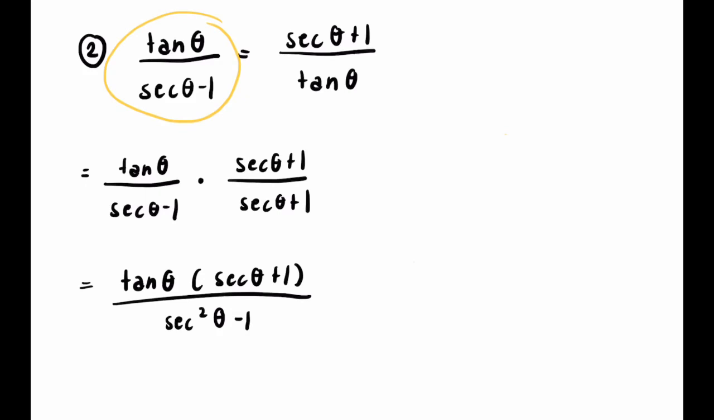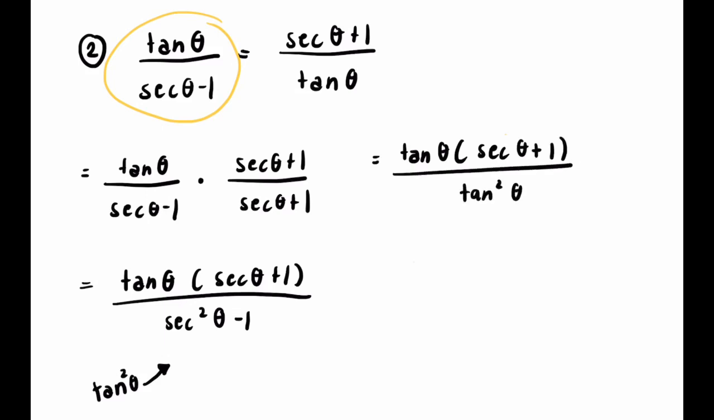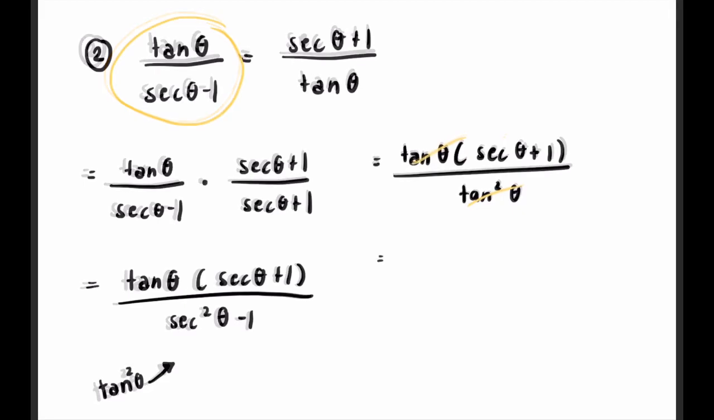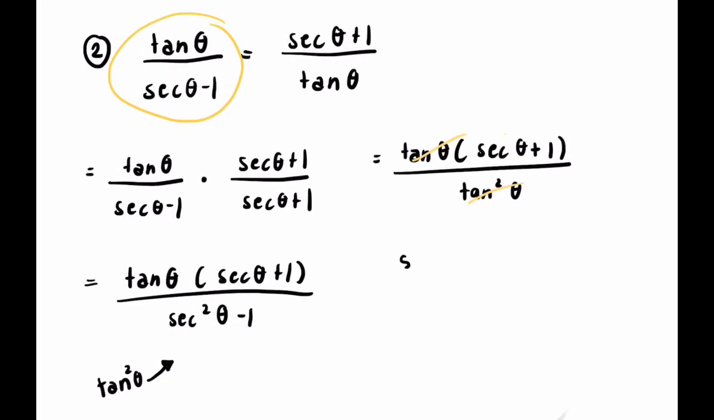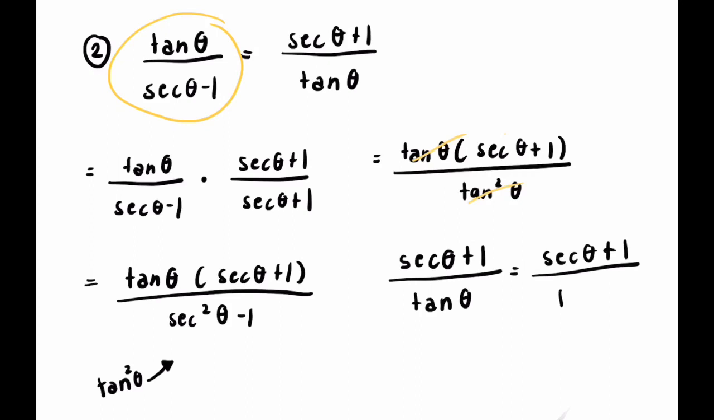Since secant squared theta minus 1 is equal to tangent squared theta, we can now change our denominator to tangent squared theta. Our equation now is tangent theta times secant theta plus 1 over tangent squared theta. With this, we can now use cancellation, and the answer would be secant theta plus 1 over tangent theta. Therefore, we prove that the left side is equal to the right side.